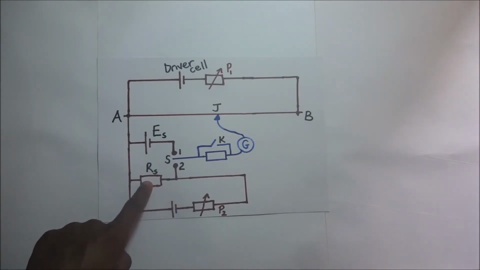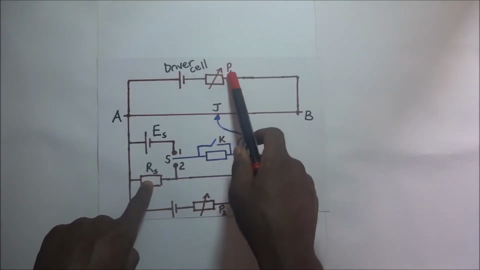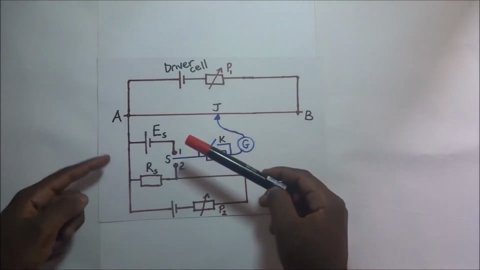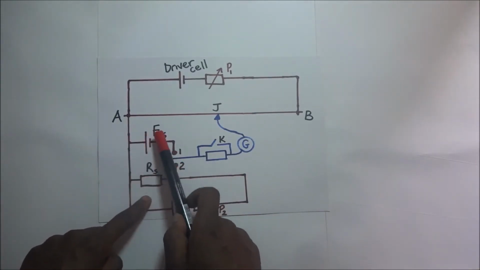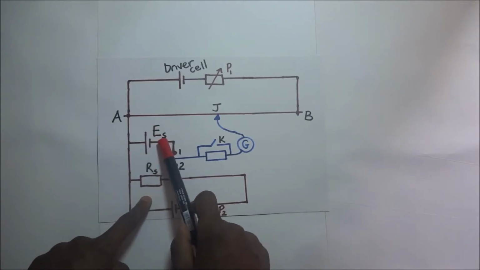So of course, our primary circuit is as usual. We have a driver cell and a variable resistor P1. Then this is our slide wire AB, and this is connected to our secondary circuit. Our secondary circuit has an EMF, a standard cell whose EMF is known. That's why we are calling it ES.